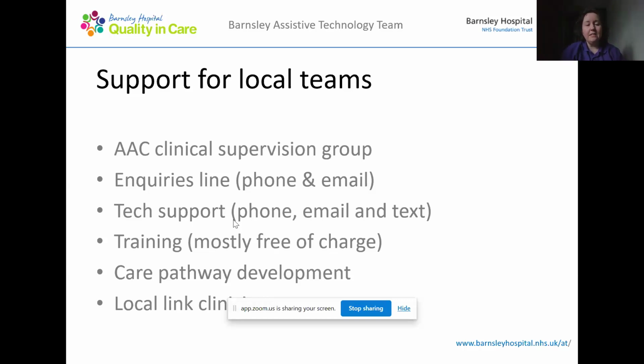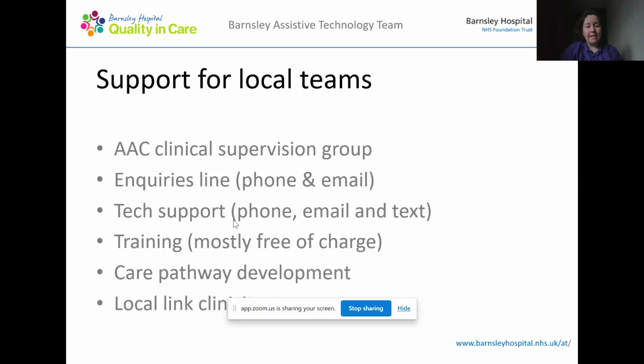We have an inquiries line, so people can contact us and email us if they are thinking, is this person suitable for referral, or for other advice? It might be maybe just advice about AAC in general. We're here to help. We have a technical support team. So if somebody has equipment from us, it's maintained by the technical support team, and they're available to contact for any help with that.